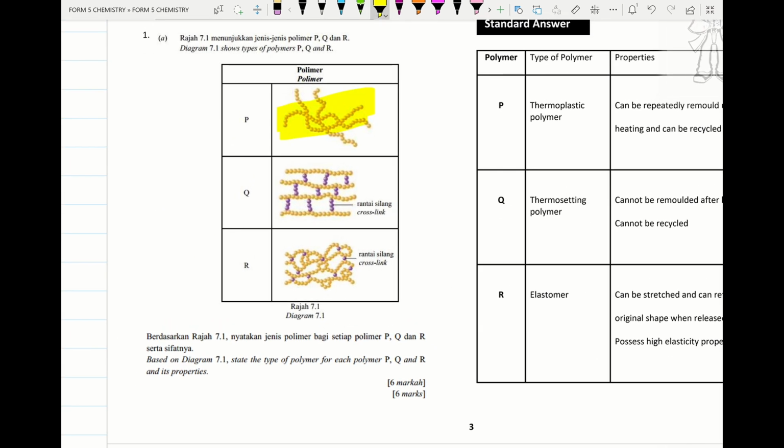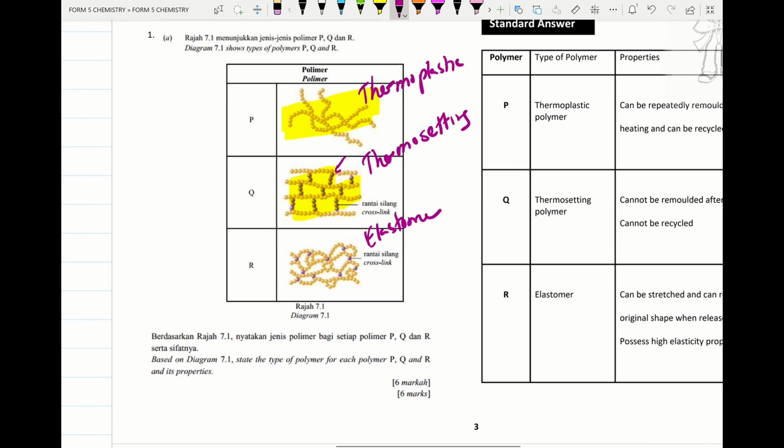This is known as thermoplastic polymer, and when we see the cross-link, this is known as thermosetting polymer, and this is known as elastomer. We try to check the question.